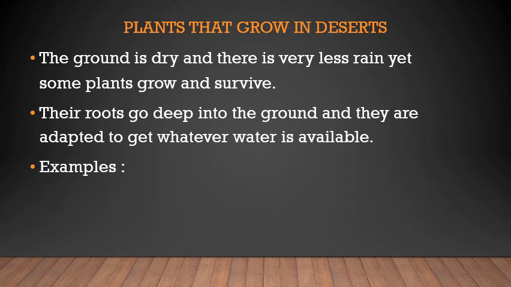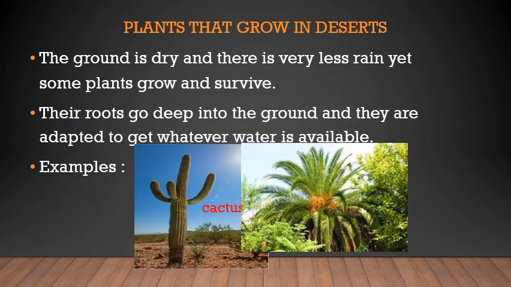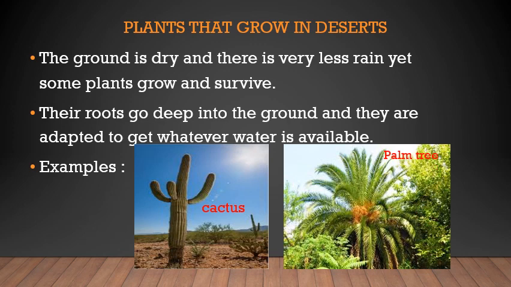Now, these plants which grow in the desert areas, where the rainfall is very less compared to all the other regions and the land is very dry, there is no water at all. Their roots go deep into the ground and they are adapted to get whatever water is available. You can see the example of the cactus plant and the example of the palm tree. These two are specially adapted to grow in the deserts.